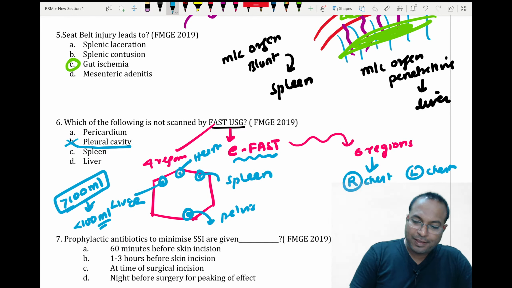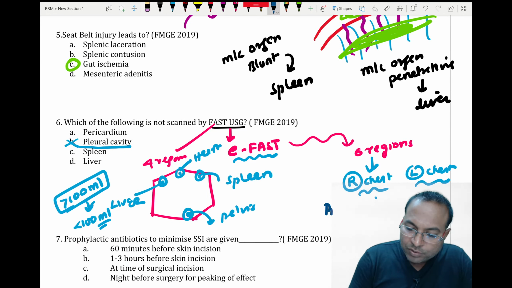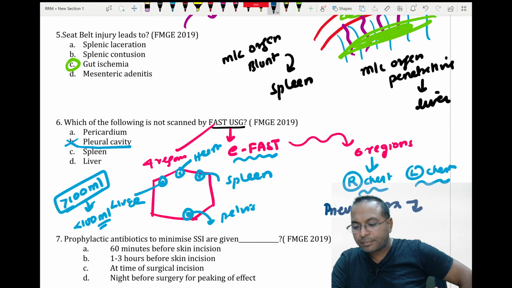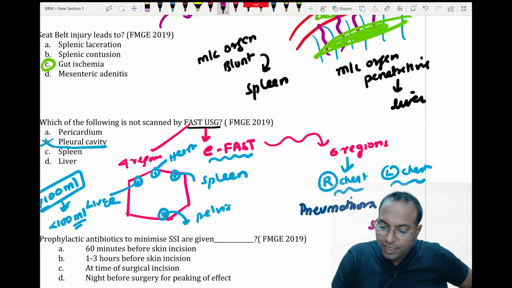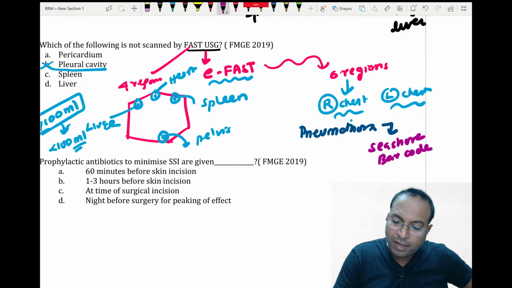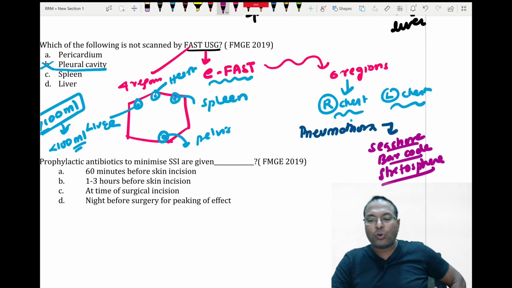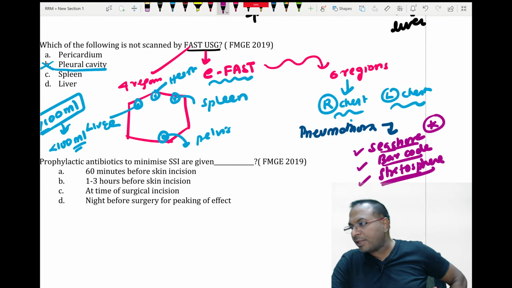Next question is on right chest and left chest, which we can only find out in E-fast. In a pneumothorax, what will be the finding in E-fast? The pneumothorax finding we get in E-fast is seashore sign or barcode sign or stratosphere sign. Some books will say seashore is a normal finding, but ATLS manual says all these are findings in pneumothorax.